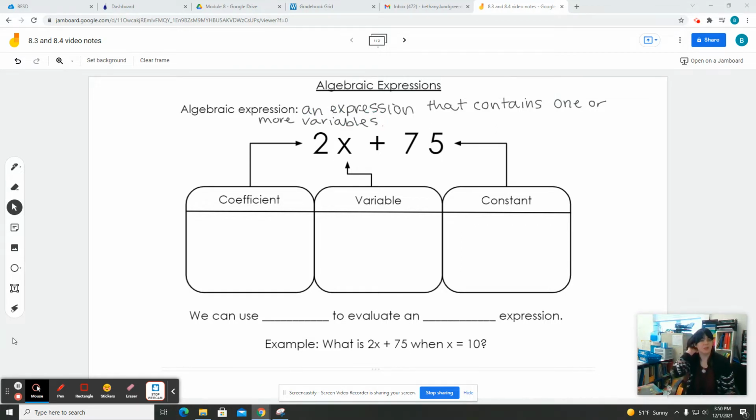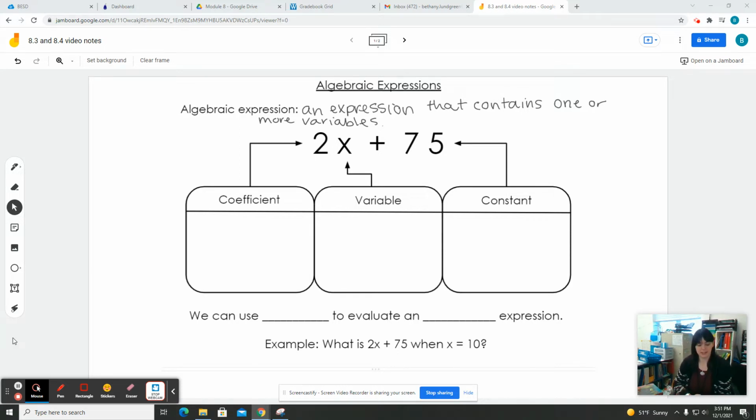Now below this, where it says 2x plus 75, this is an example of an algebraic expression because it has numbers, an operation, and what's called a variable. Our variable is our x. A variable is always going to be a letter: x, a, b, c, any letter of the alphabet. Mostly it's x though, but it can be any letter.